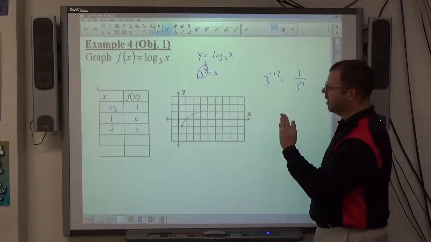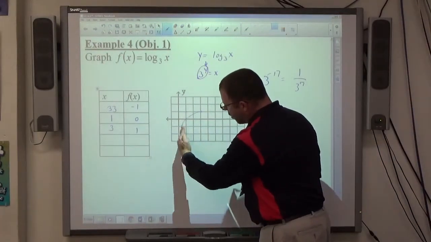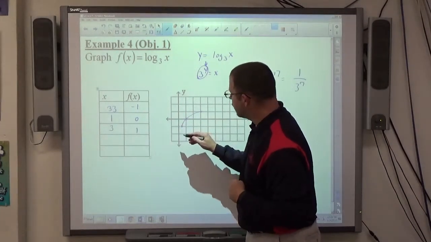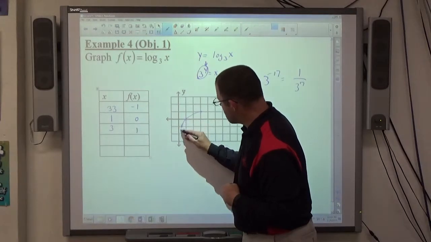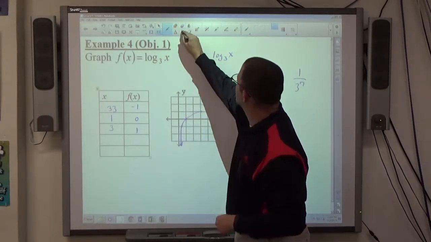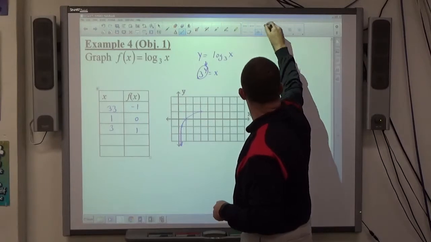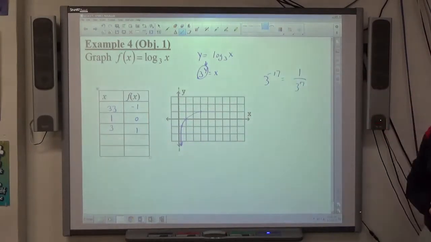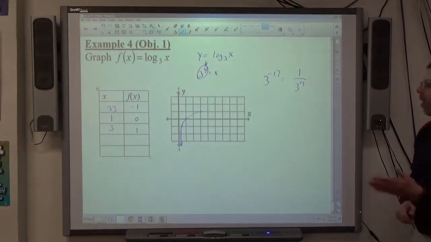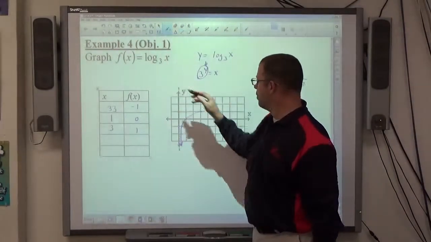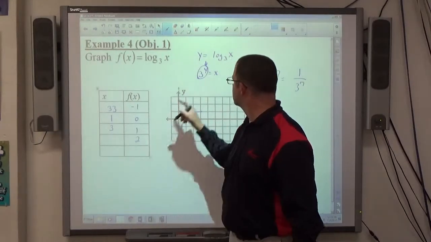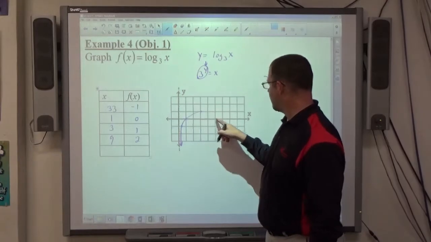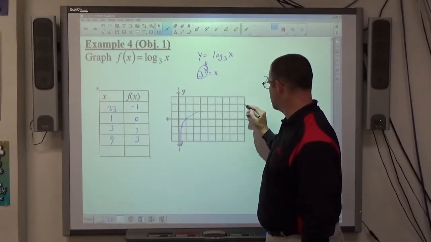So what I need you to see here is that this graph, although it's going to go down, is never ever going to reach x equals 0. So I'm going to go like that, and we're going to put a vertical asymptote in to represent the fact that it's not going to cross that y-axis. On the other side, if I wanted to go bigger, let's say the second power, 3 to the second power equals 9, 1, 2, 3, 4, 5, 6, 7, 8, 9, comma 2. And that's the next point.